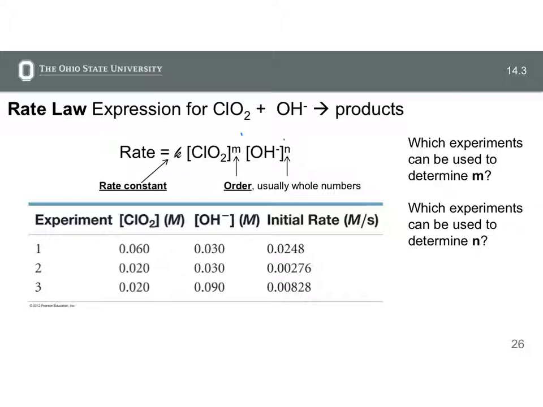So the idea is, if we want to determine the order with respect to m, which is related to the concentration of ClO2, we're going to change the concentration of ClO2, but leave the concentration of OH minus the same. And so we do that in experiments 1 and 2. If we want to determine n, which is related to the concentration of OH minus, we're going to use experiments 2 and 3, where we leave the concentration of ClO2 the same, and we change the concentration of OH minus, and see what happens.